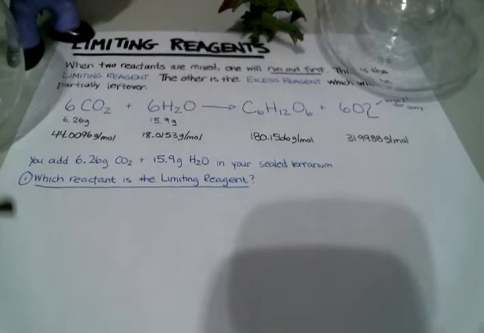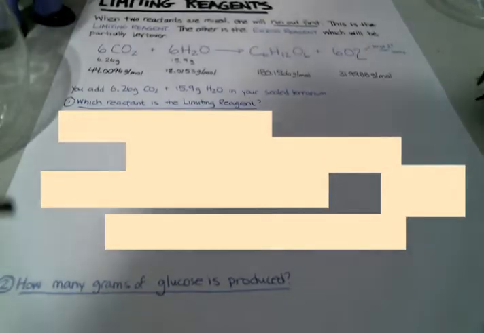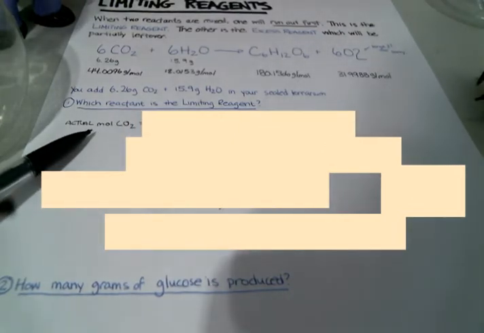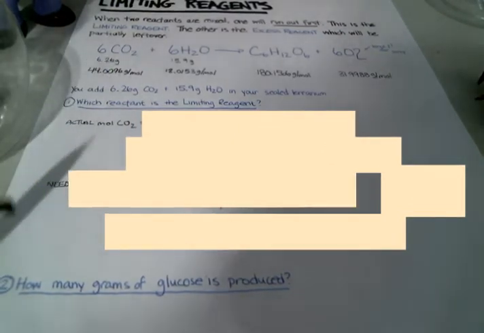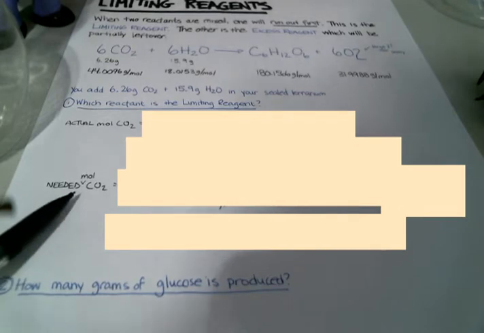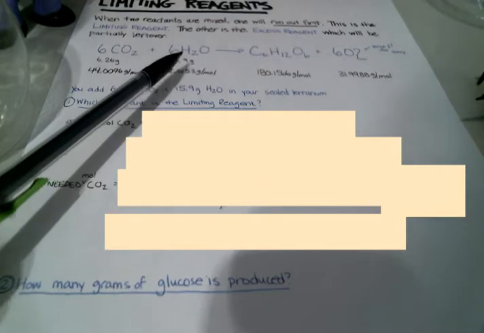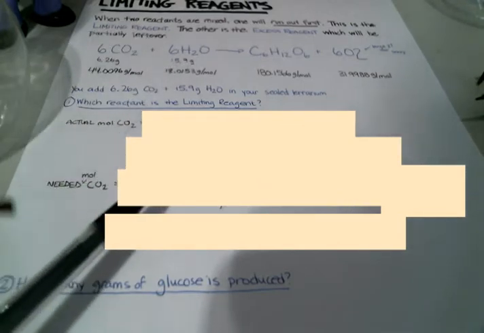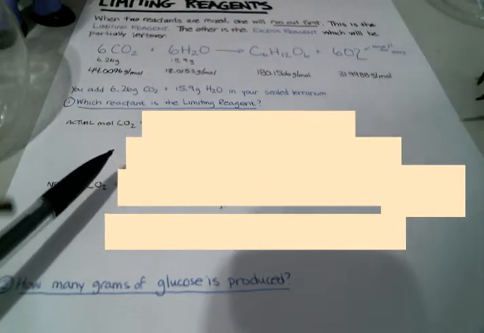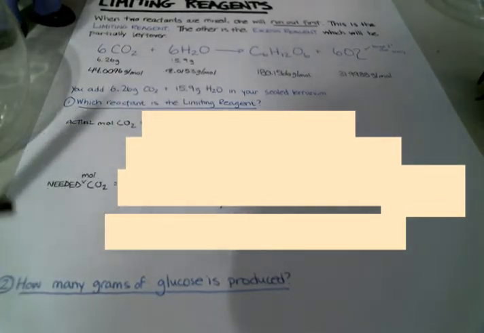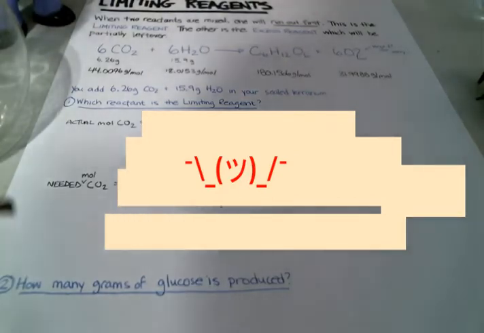So when we calculate the limiting reagent, at this point what we want to do is basically break the question down into calculating how many actual moles of carbon dioxide are present in that 6.26 grams, and how many moles of carbon dioxide are needed to fully react with the 15.9 grams up here. Now, because I did all this while talking and also afterwards noticed that my camera was off, I'm just going to cover things up and point to them and talk about them to explain how things go so I don't have to redo it.